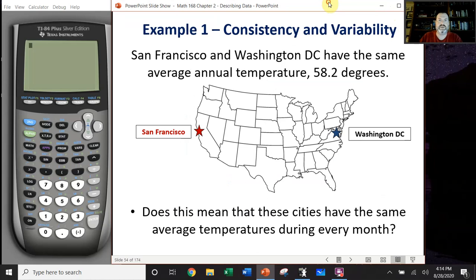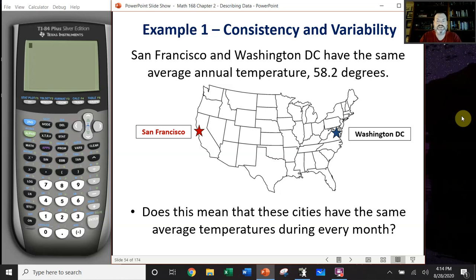So the first example here is dealing with Washington, D.C. and San Francisco in the United States. Turns out they have the same average annual temperature, which is 58.2 degrees. So when we discuss a quantitative variable, in this case like temperature, that's only one way to describe the data, right? But quantitative data has variability. And so we have to describe the variability using some kind of measure or calculated statistic, as we'll see.